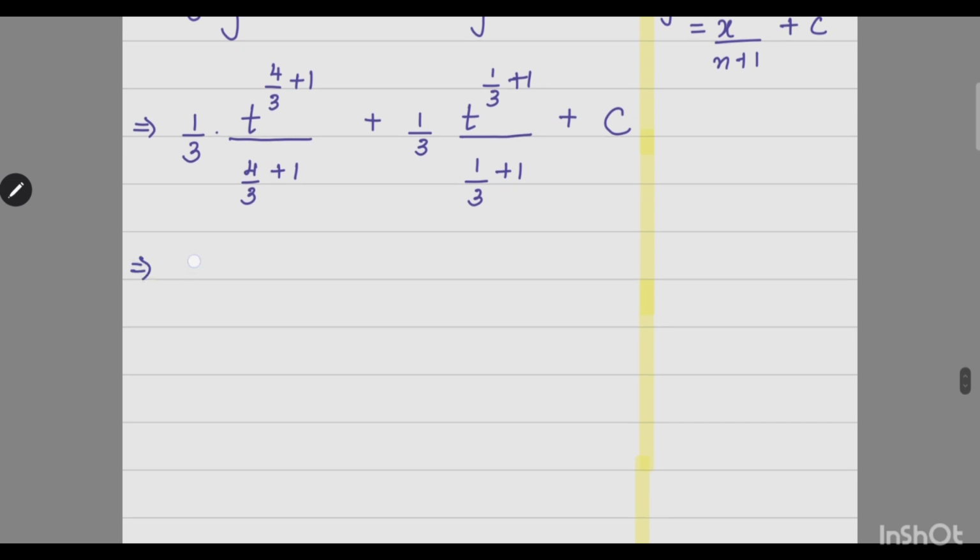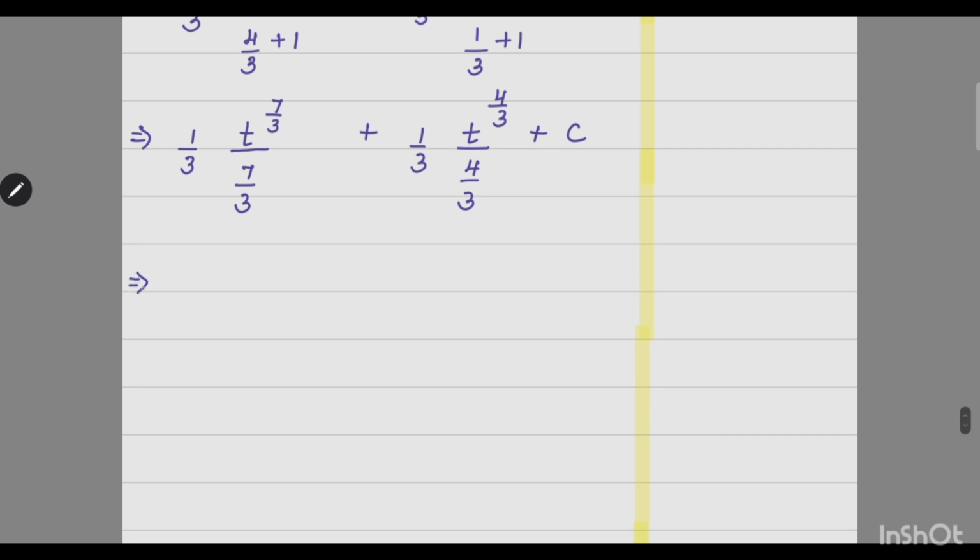Now this implies 1/3 t to the power of, so 4/3 plus 1 will be 7/3, divided by 7/3, plus 1/3 t^(4/3) divided by 4/3, plus c.